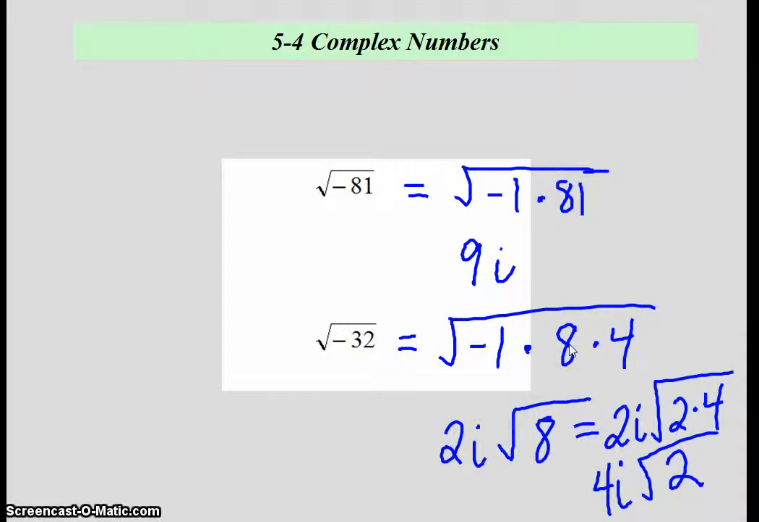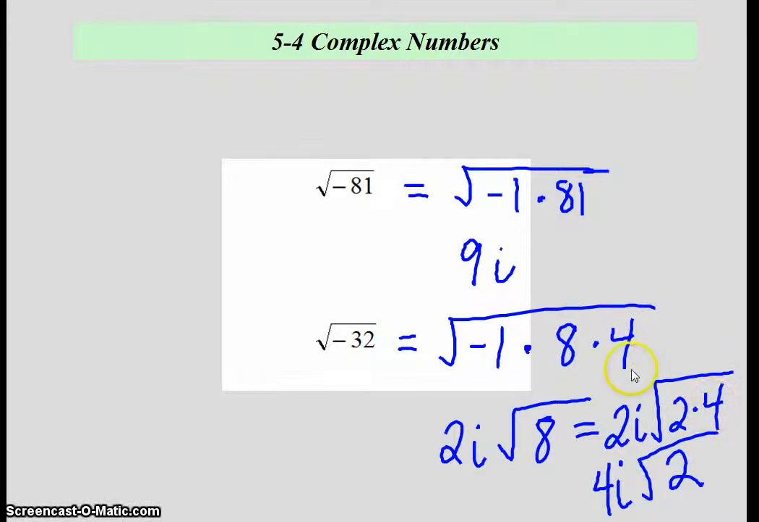8 is not a perfect square. 4 is. The square root of 4 is 2. So I have 2i times the square root of 8. But 8 I can still break up. So I have my 2i that I've already pulled out, extracted those roots. 8 breaks up into 2 times 4. 2 I cannot do the square root of. I can do the square root of 4.